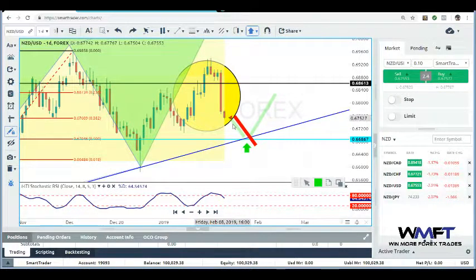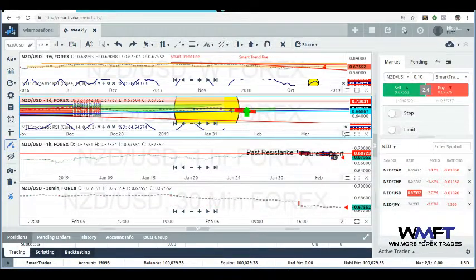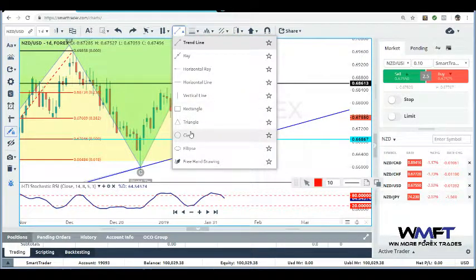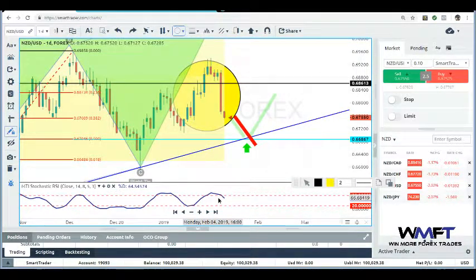But this is what I would like the market to do: fall down, test this uptrend line. Once it begins to go up, we will buy at that counter trend line break. And we're going to wait for the stochastic to go into the oversold.